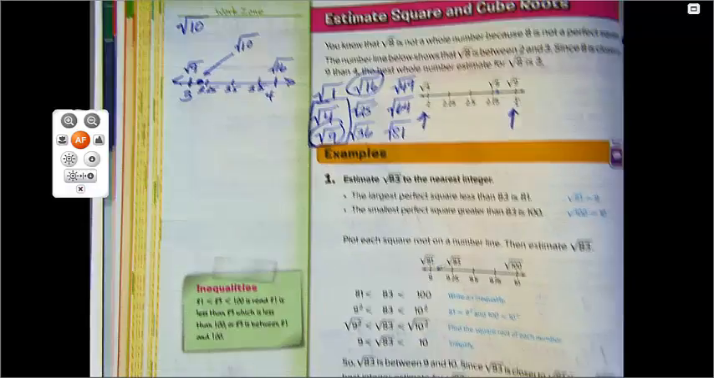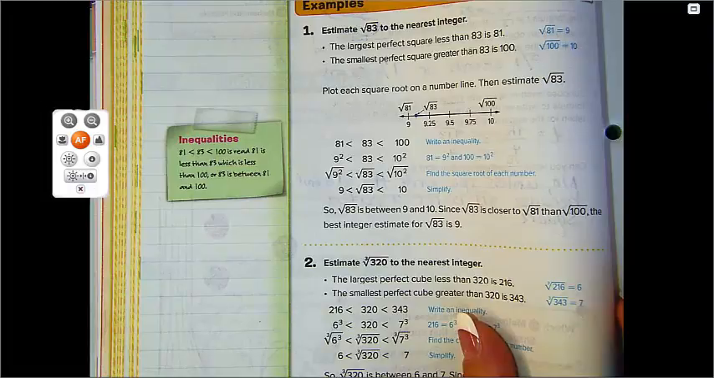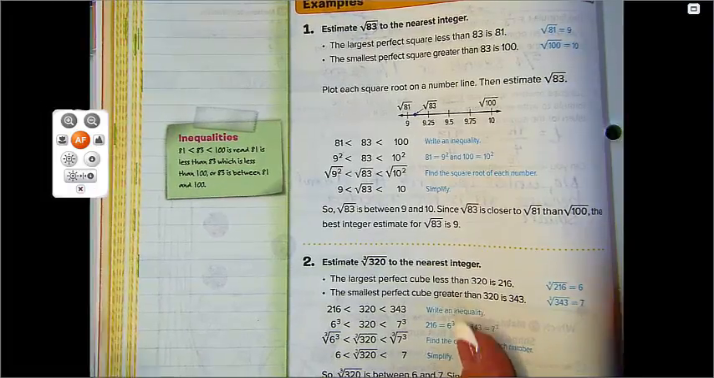The next example is that same thing. You are trying to decide where radical 83 would go. So you find the two perfect squares that it's between.